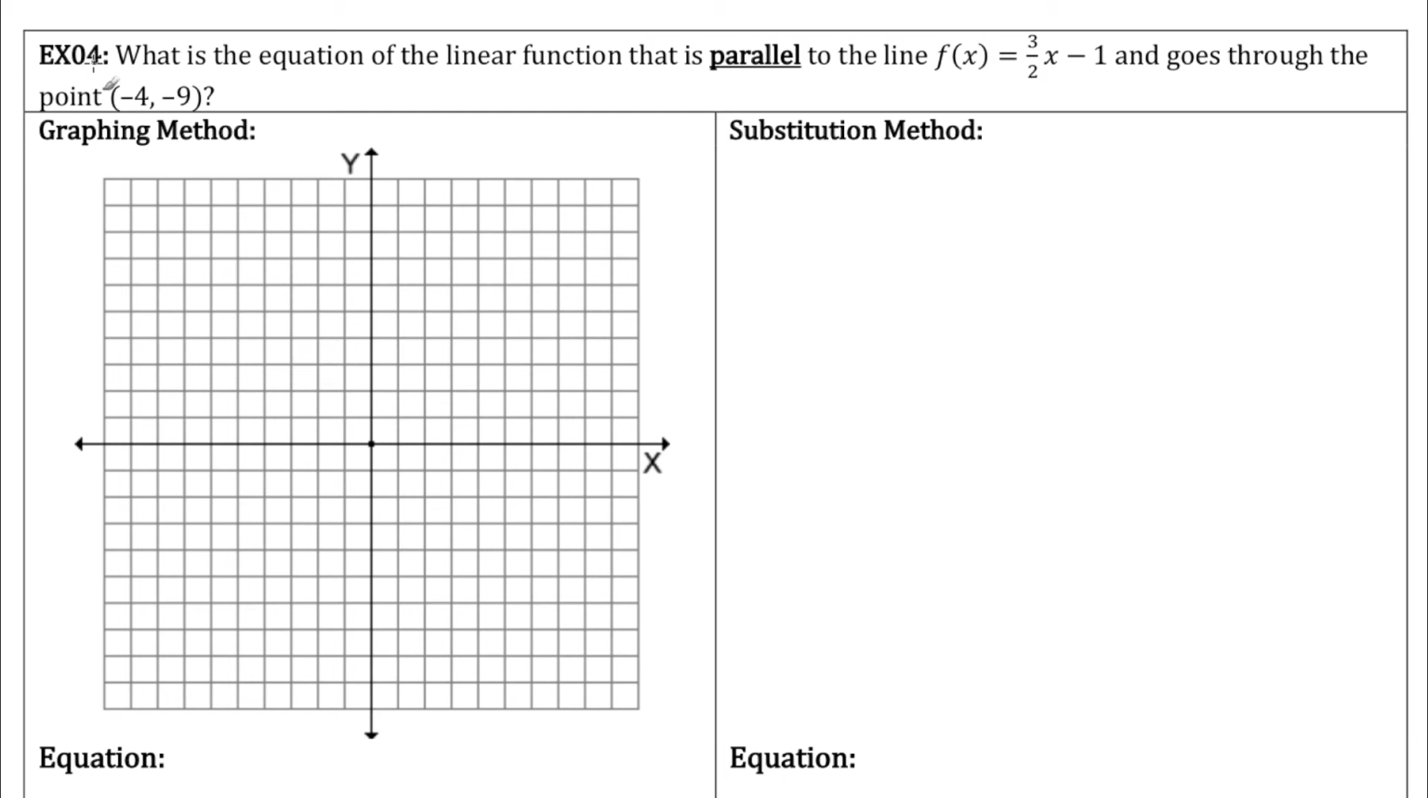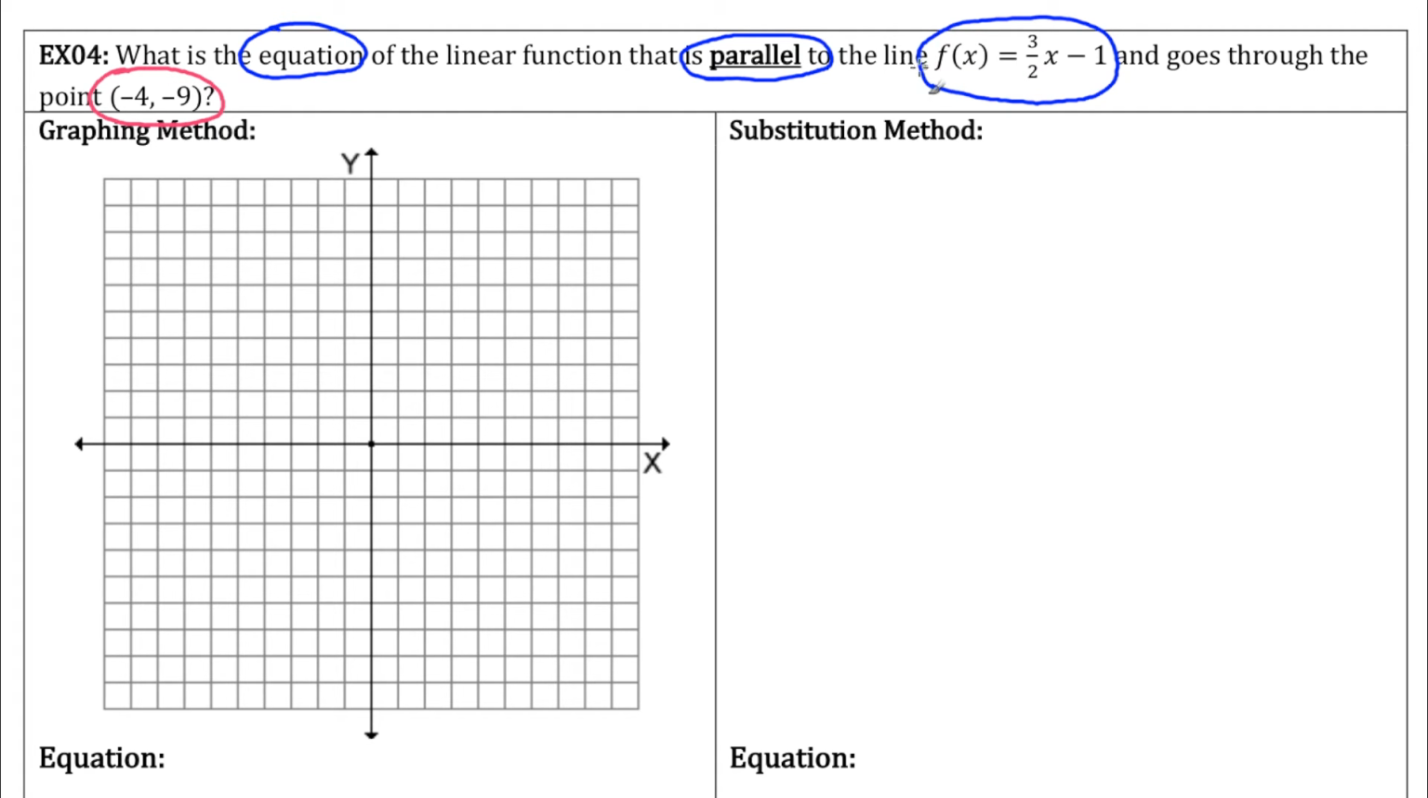All right, let's use this. This example reads, what is the equation of the linear function that is parallel to the line f of x equals 3 over 2x minus 1 and goes through the point -4, -9? So what's the equation of the linear function that goes through this point?